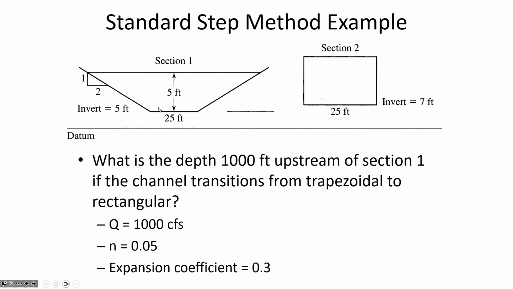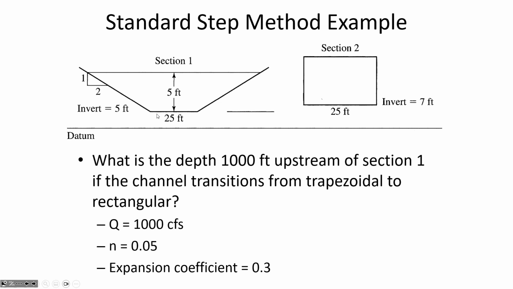Okay, so this is the example that we're going to work, and I mentioned that there's a template file available on Blackboard right now. It's called Standard Step Method. That's the file you should download. Now remember, location 1 is where we know things. So what we know is that at a certain location the water depth is 5 feet, and you'll notice invert here. That means the elevation of the bottom of the channel is at 5 feet at location 1. And so that means the distance from the bottom of the channel to the datum is 5 feet.